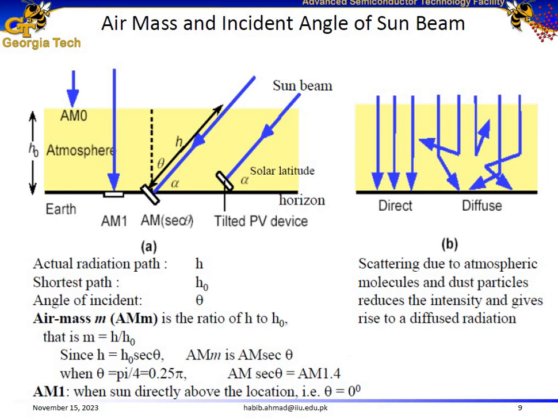So these are different terminologies of the air mass. Air mass basically accounts for the solar radiation passing through the atmosphere, resulting in a decrease of the intensity of the solar radiation as it passes through the atmosphere at different angles.